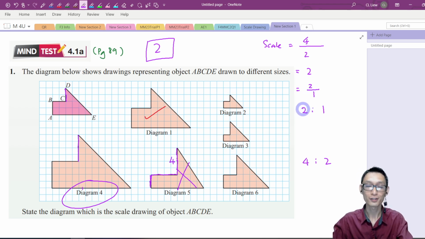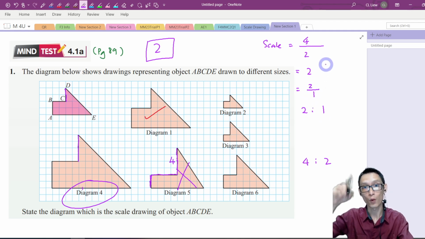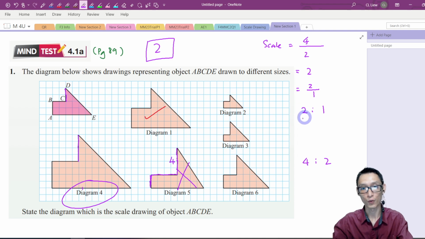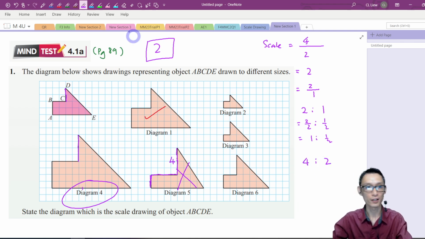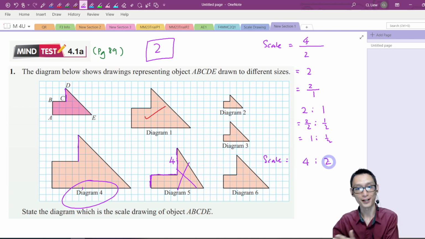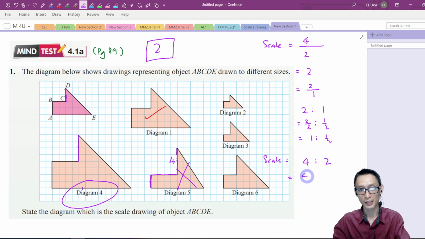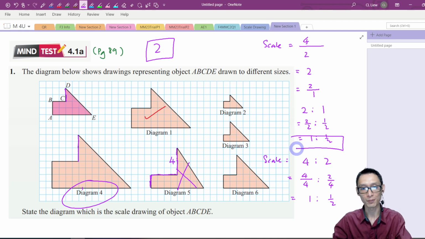As I told you just now, if the question requires you to give it in the form 1 is to something, then you have to divide both sides by 2. You get 1 is to half. You can do it like this as well: the scale, drawing on the left, object on the right. Now I'm going to divide both sides by 4. 1 divided by 2, simplify this fraction, you get 1 over 2. Same answer.